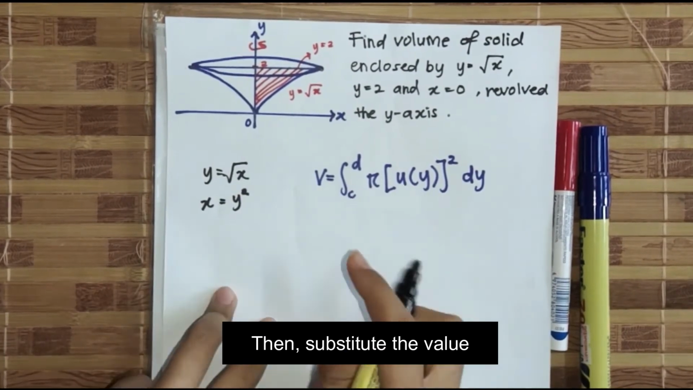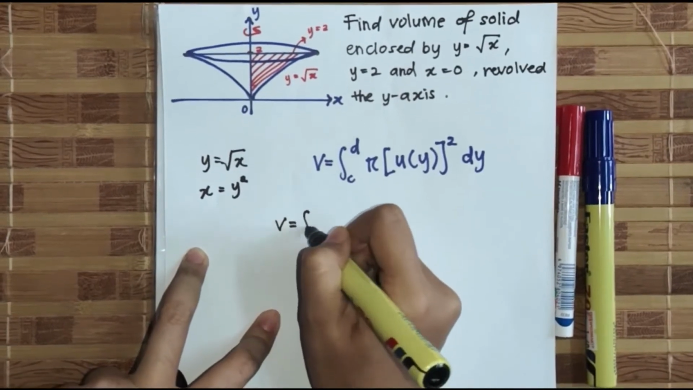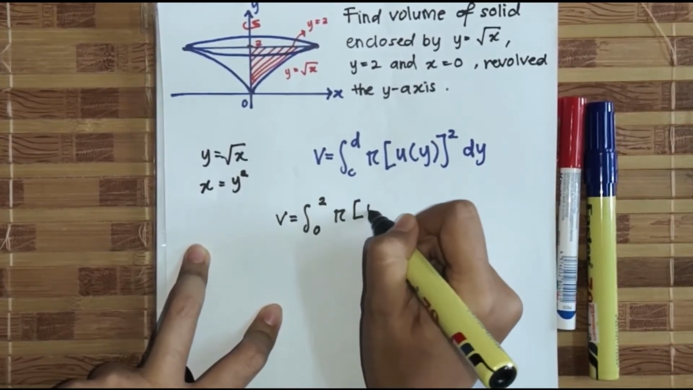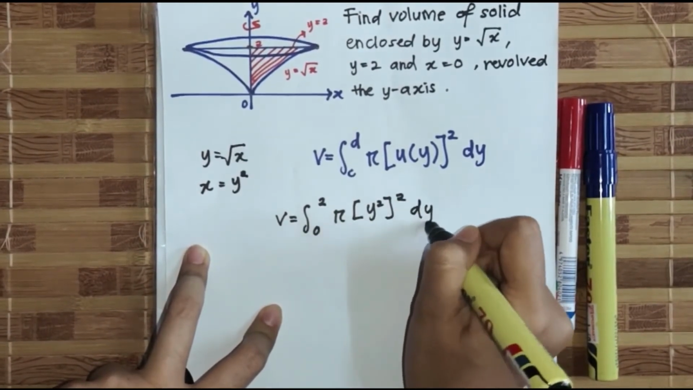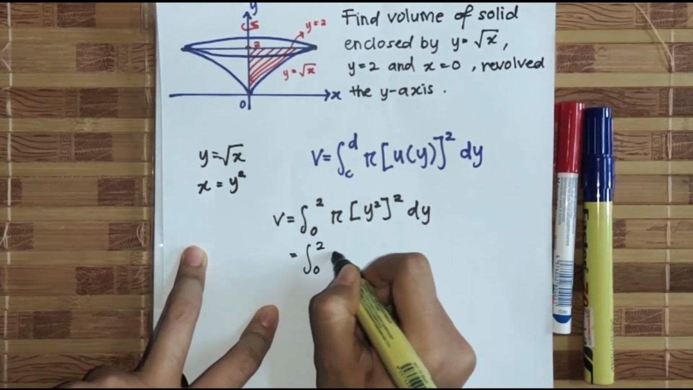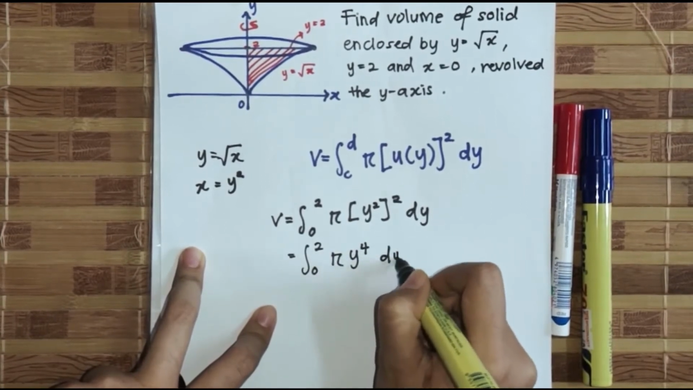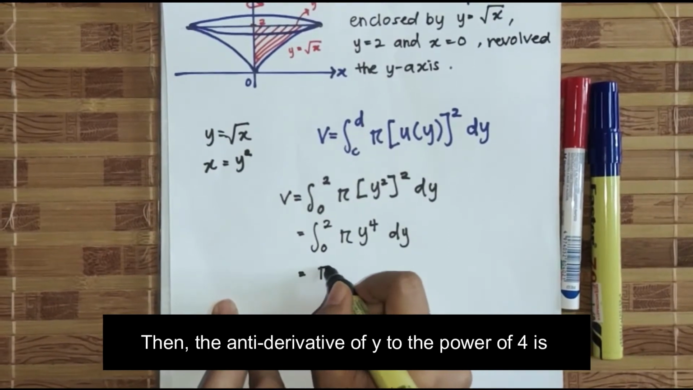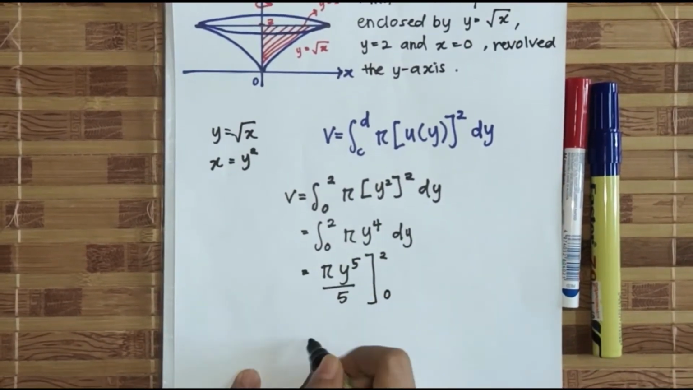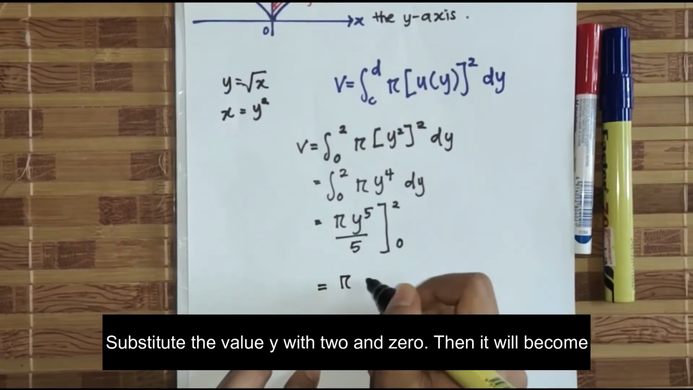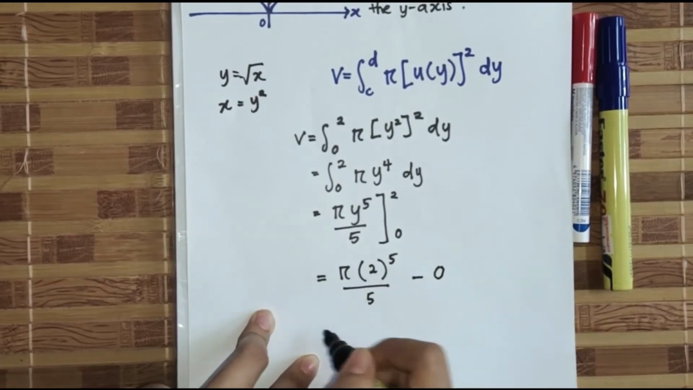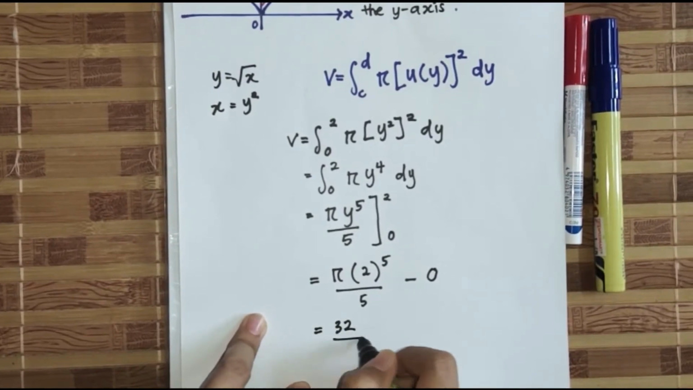Then substitute the values. Volume equals the integral from 0 to 2 of pi y squared squared. Then it will become pi y to the power of 4. Then the antiderivative of y to the power of 4 is pi y to the power of 5 over 5. Substitute the values 2 and 0. It will become pi 2 to the power of 5 over 5 minus 0, equal to 32 over 5 pi.